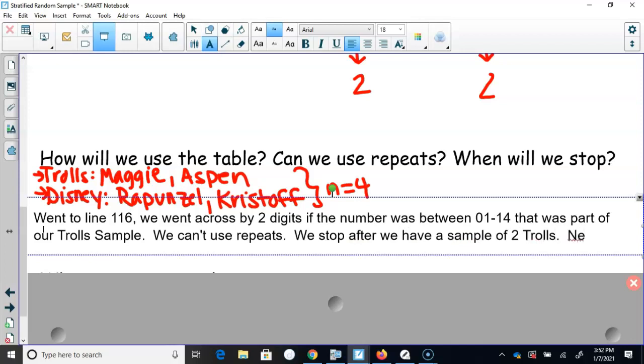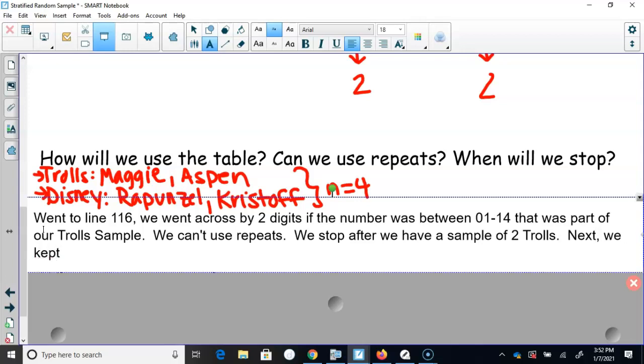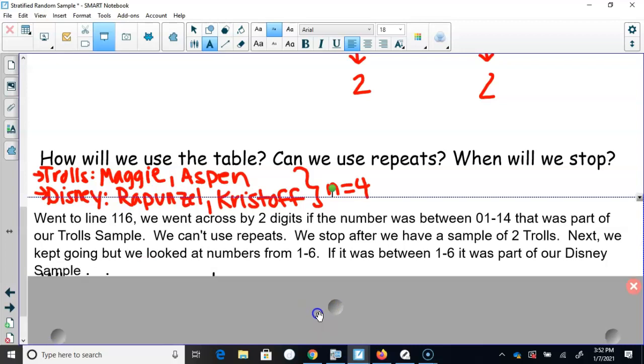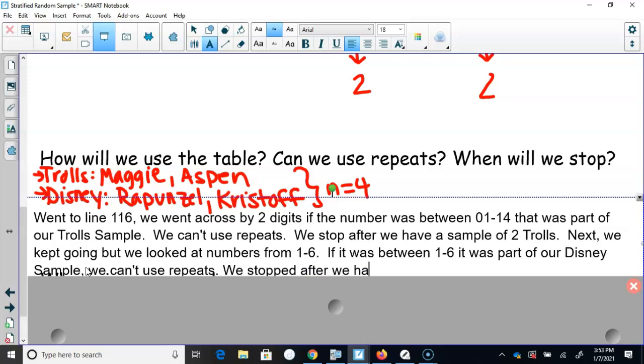Okay? Next, we kept going, but we looked at numbers from 1 to 6. Now we're doing single digits. If it was between 1 and 6, it was part of our Disney sample. We still cannot use repeats. Okay? We stopped after we had 2 Disney characters.